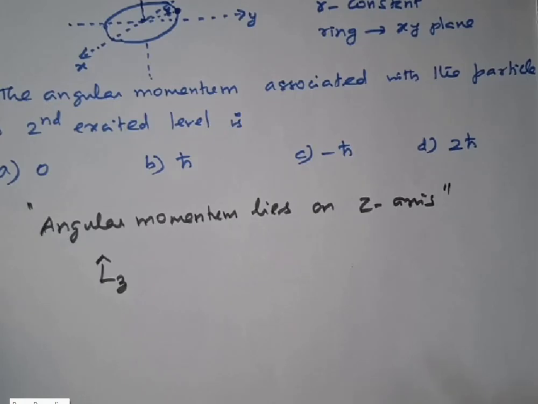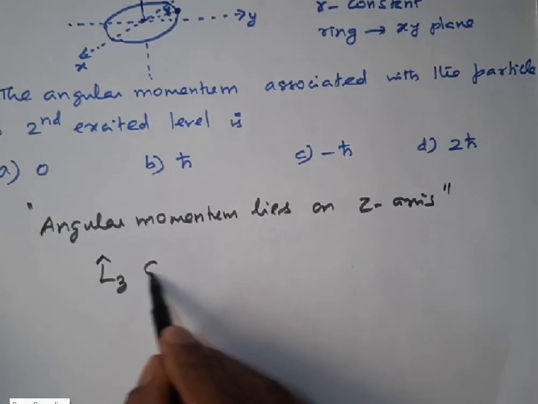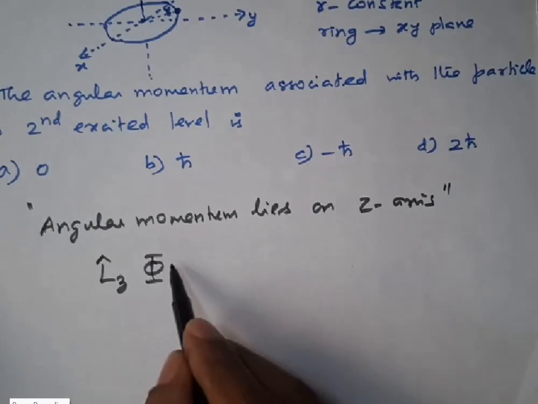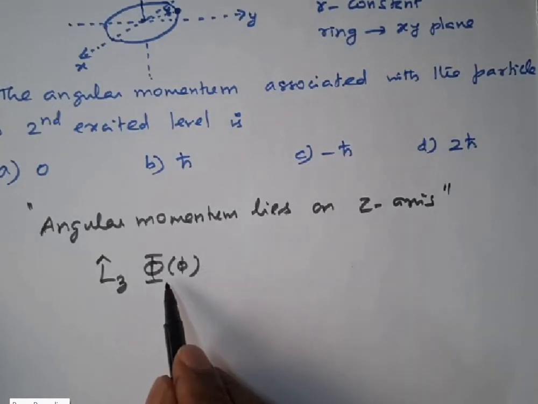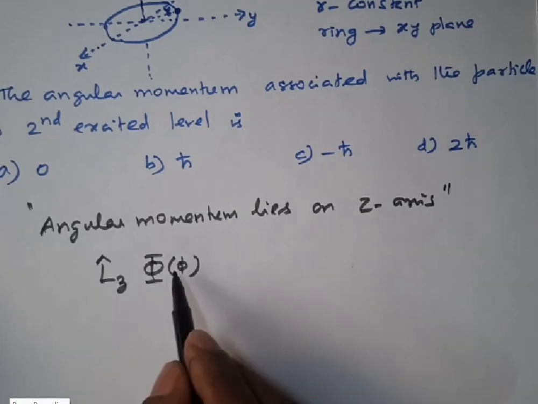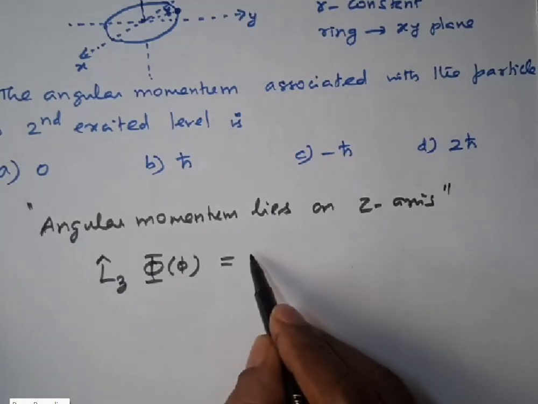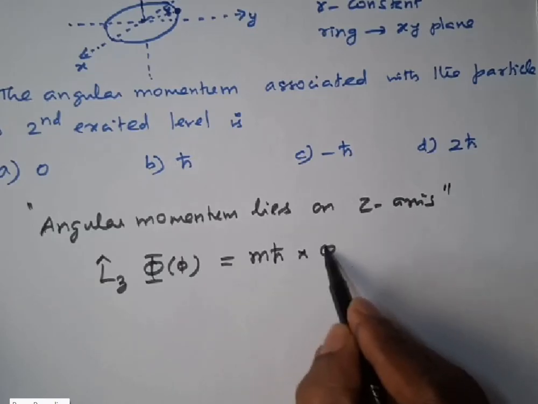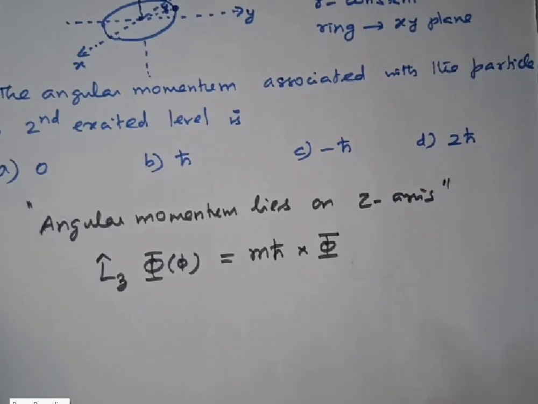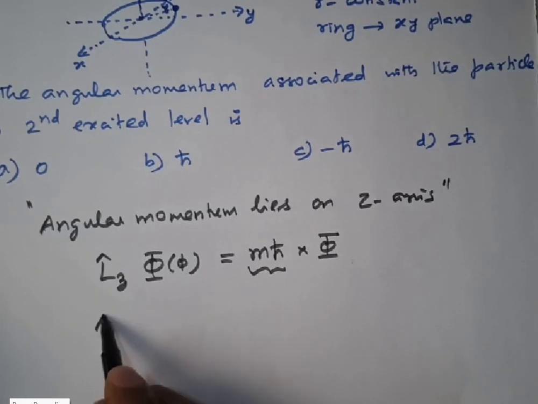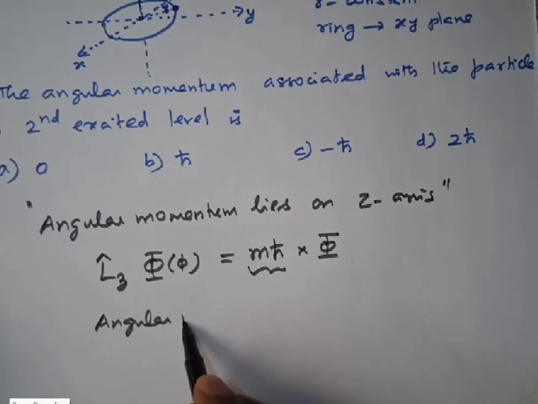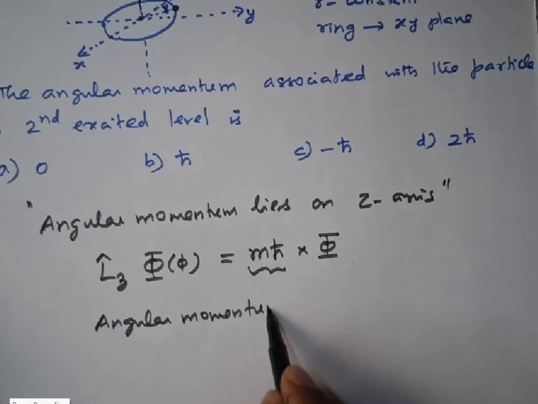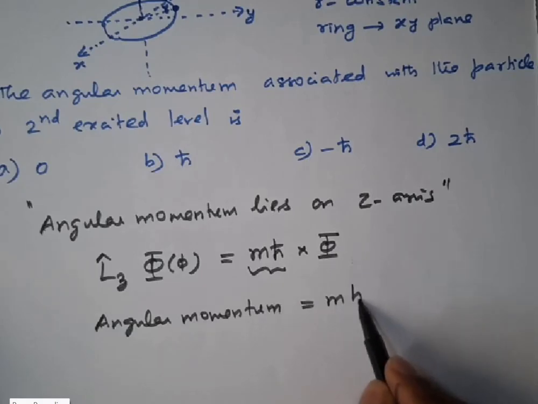Therefore the z-axis angular momentum operator, we write like this, the Lz operator. When the Lz operator operates on the function phi, this is the wave function for the particle on a ring, you will end up with the magnetic quantum number m times h cross times the same wave function phi. Therefore, this m times h cross will give you what is called the angular momentum. So angular momentum is equal to m times h cross.